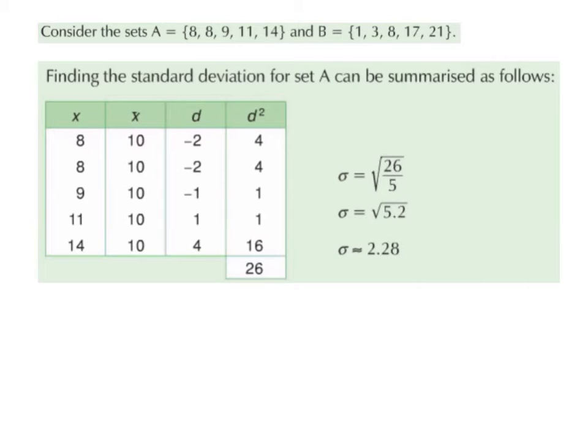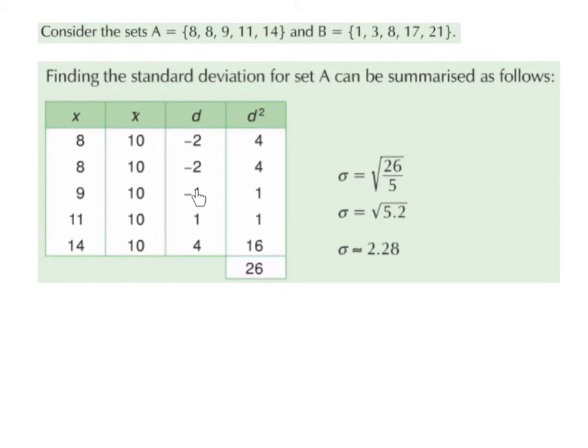So remember for set A we had 8, 8, 9, 11, 14. Our mean of set A was 10. 8 minus 10 is minus 2. 8 minus 10 is minus 2. 9 minus 10 is minus 1. 11 minus 10 is 1. 14 minus 10 is 4.